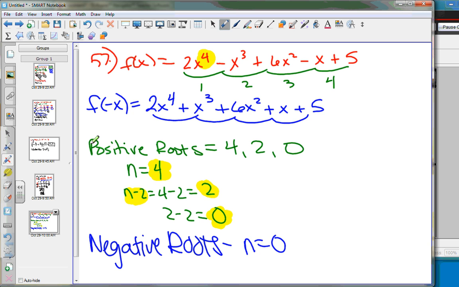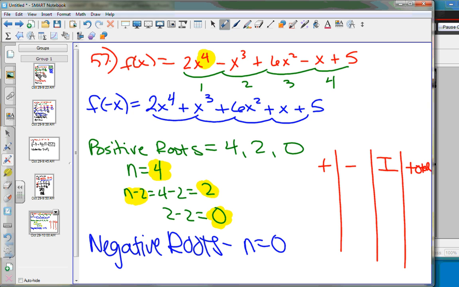Now, this is the beautiful thing about it. I have positive, I have negative, and I have imaginary roots, and then I have a total. My total has to be 4 every time. I have to have 4 roots every time, don't I? Do we see that? Well, what if I have 4 positive roots? Well, how many are left to be negative? Can't have any negative, and I can't have any imaginary, because I have to have a grand total of 4 every time, right?